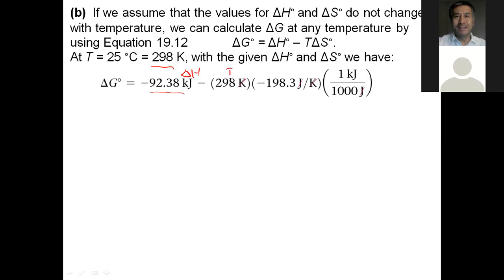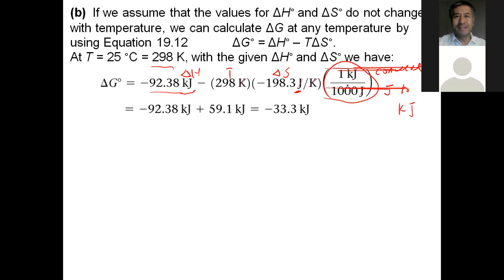Then this is our temperature. Then this will be our delta S. What this does is convert from J to kJ, because you cannot add two numbers that have different units. So if we keep delta H in kJ, we need to convert this J from delta S into kJ. So we calculate, and we get delta G equals negative 33.3 kilojoules at 25 degrees Celsius.